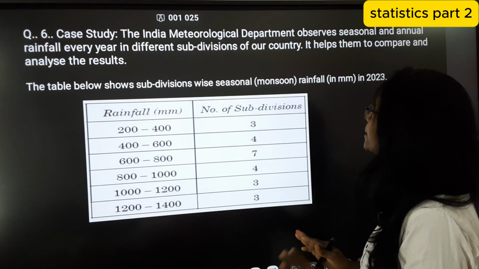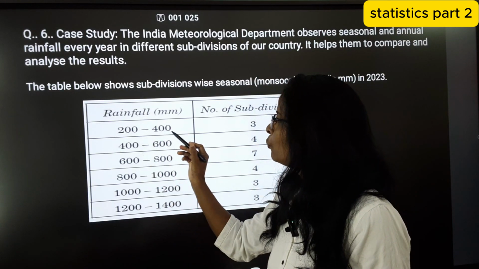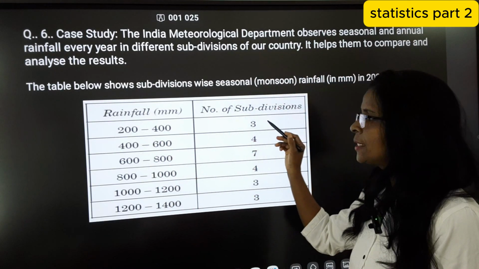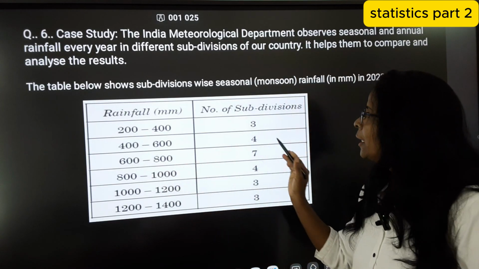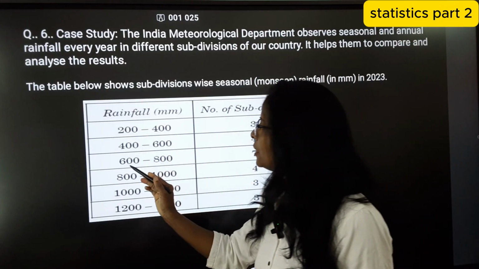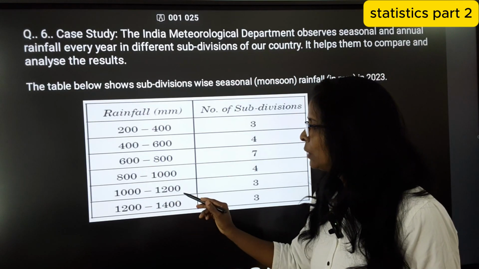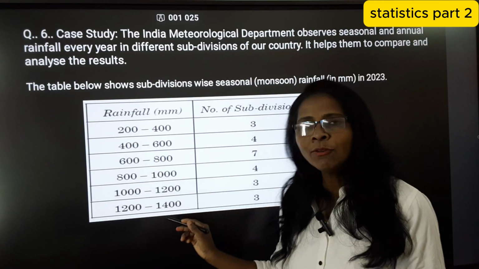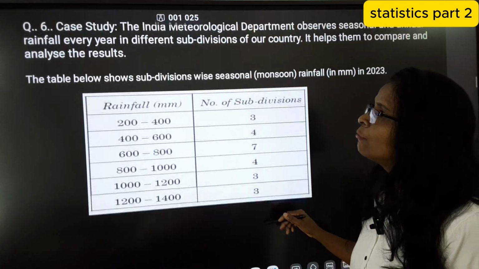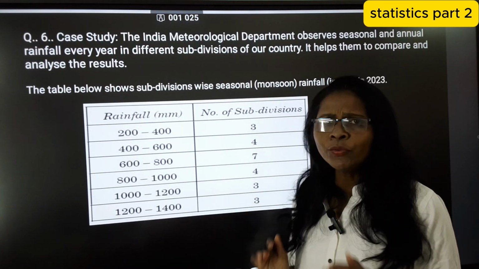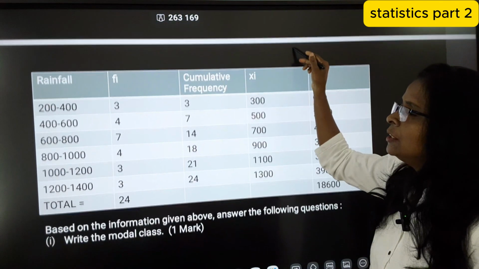Okay, and this is the seasonal rainfall. Here rainfall is given in millimeters: 200 to 400 has 3 subdivisions, 400 to 600 has 4 subdivisions, 600 to 800 has 7, 800 to 1000 has 4, 1000 to 1200 has 3, and 1200 to 1400 has 3. So let us study how we can find the answers to the questions based on this information.